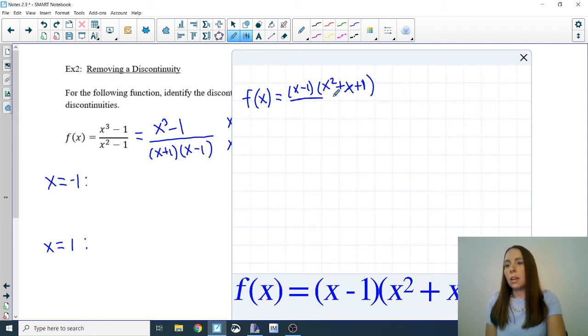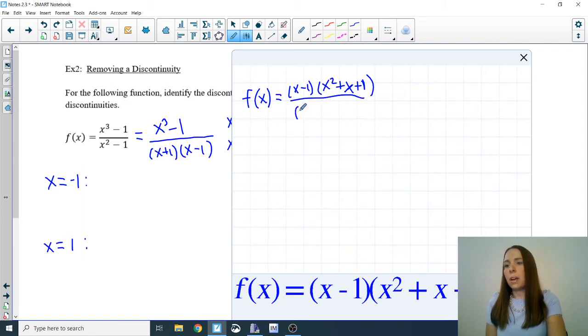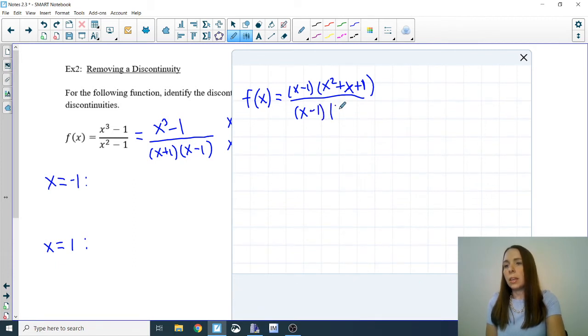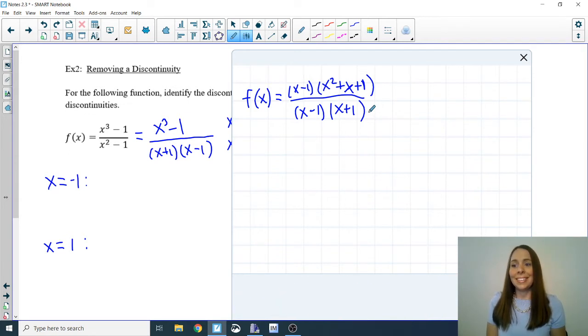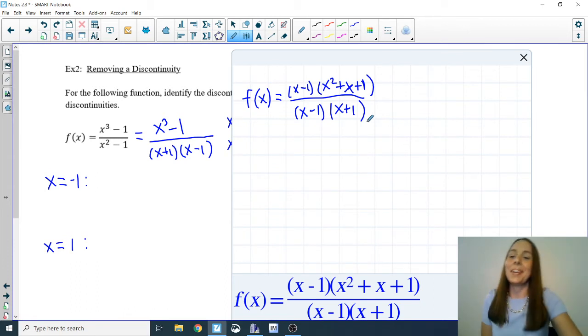And then I already have my denominator factored, x minus 1 and x plus 1. It worked. Okay. I was so nervous.